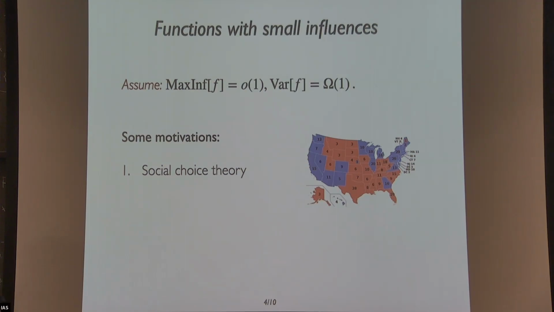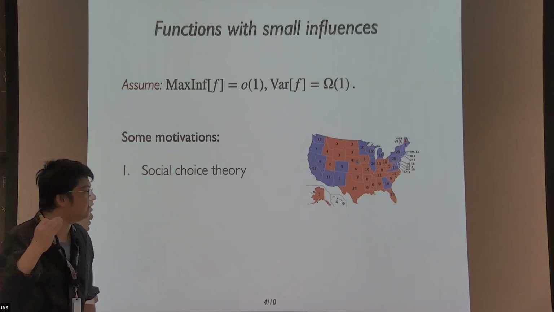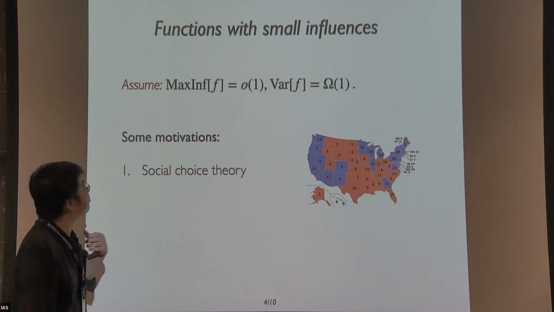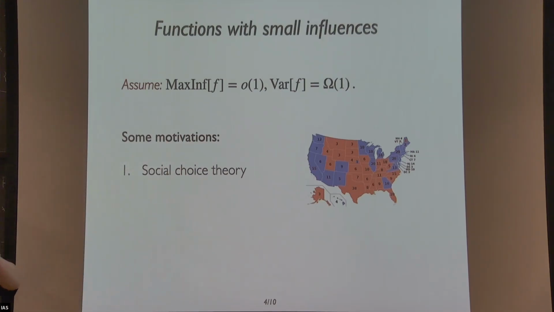And you may want the voting scheme to satisfy certain properties. It's very reasonable, I guess, in most scenarios, that no individual can decide the outcome, regardless of the other people's preferences, with high probability. And that is captured by this notion of maximum influence being small.